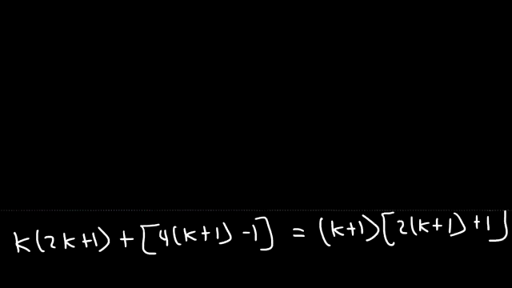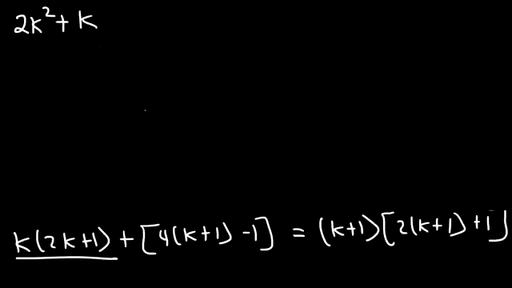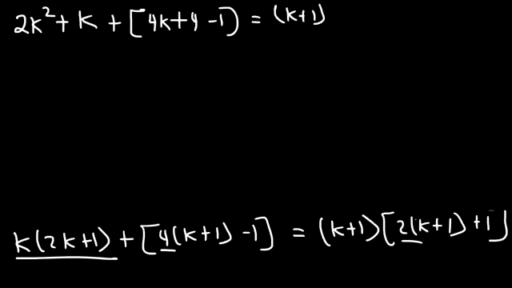For this example, the best thing to do is to combine like terms, distribute, and FOIL. So let's focus on this expression. Let's distribute k to 2k plus 1. So it's going to be 2k squared plus k. Now let's distribute the 4. So we're going to have 4k plus 4 minus 1. On the right side, we're going to have k plus 1, and let's distribute the 2. So it's going to be 2k plus 2 plus 1.